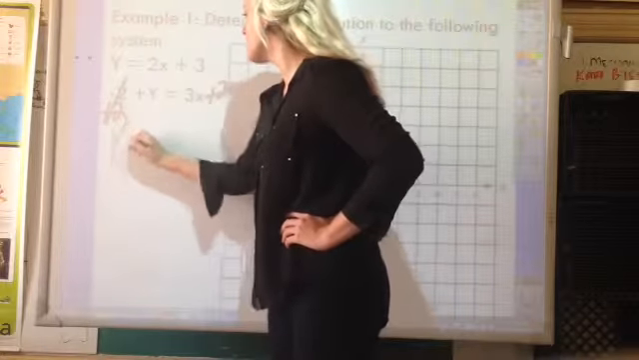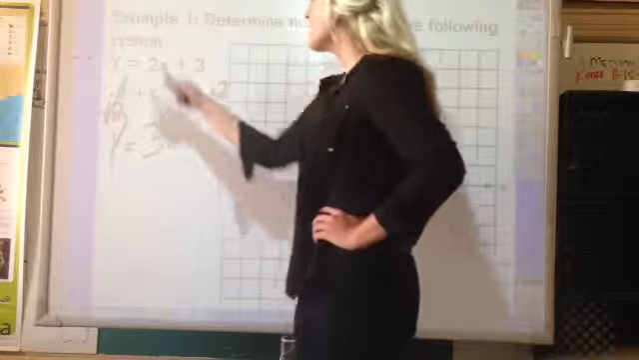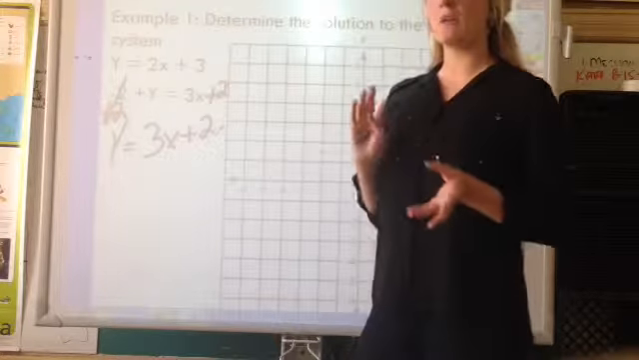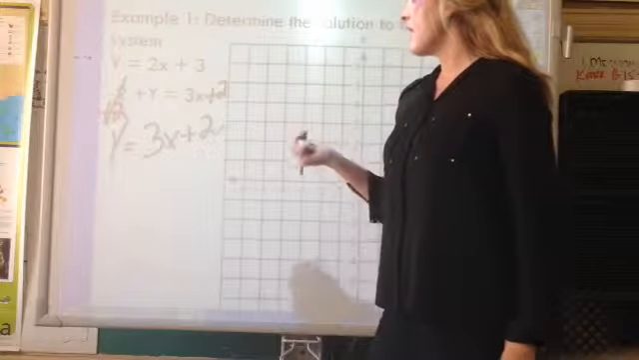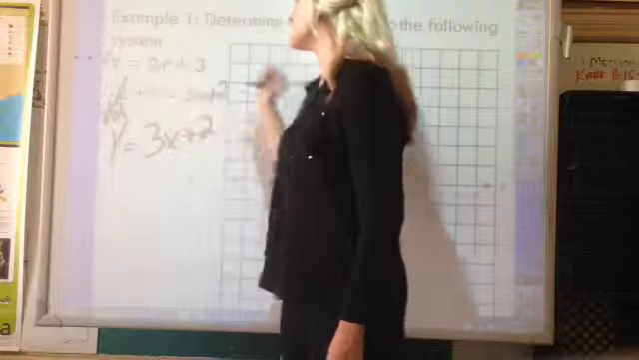I'm left with y equals 3x plus 2. Now I can go ahead and start graphing these. And it doesn't matter which line you start with. It really doesn't. So let's just do the first one. Let's graph y equals 2x plus 3.